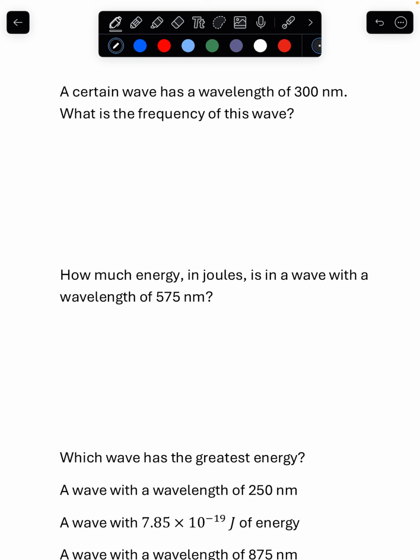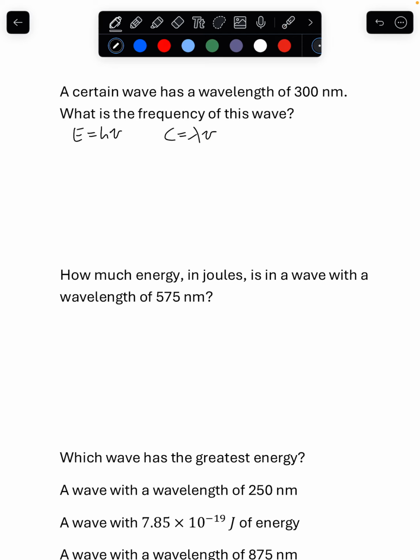A certain wave has a wavelength of 300 nanometers. What is the frequency of this wave? Well, there's two equations we're going to use for all of our wavelength wave problems in this class. And that's that the energy is equal to Planck's constant times the frequency, and that the speed of light is equal to the wavelength times the frequency. Conveniently, for wavelength, they use the Greek letter lambda. And less conveniently, for frequency, they use the Greek letter nu.